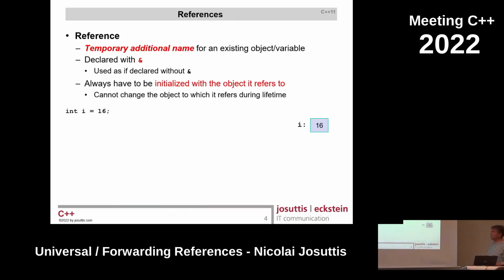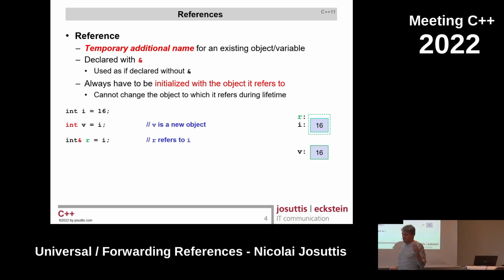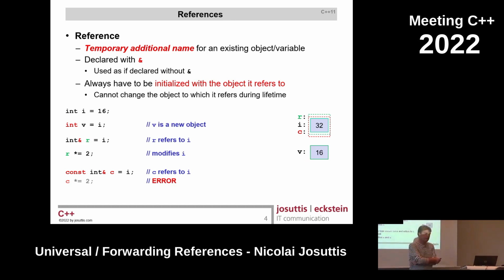So you all know what references are. If we have an object that exists wherever it comes from, you can create a copy, but you can also create a reference. And a reference means you have a temporary additional name. You can change the object you refer to during the lifetime. And if you then use the reference or the original object, it doesn't matter. So if you modify one, we modify the other. The reference might have additional attributes like being const. That means we cannot use the reference to modify it, but the original object can still be modified.